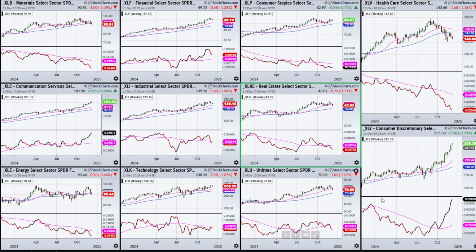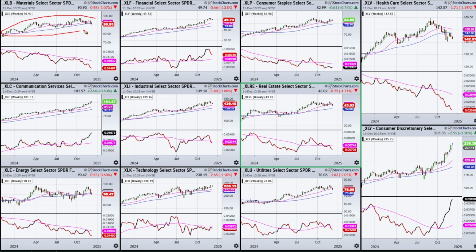All right, so I've got the tab up. I've got a couple of different tabs that I use pretty regularly in StockCharts ACP, and one of them is this 11 chart setup, which I really like. Now, you can put whatever indicators you want, but the way this sets up is I've got about a year's worth of information for all 11 sector SPDRs, and I've got the 18 and the 40 simple moving average for each.